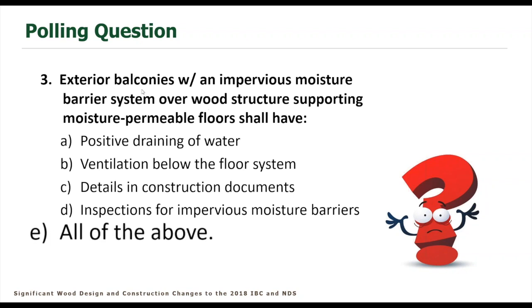So all of the above, exterior balconies, and this is those balconies with impervious moisture barrier systems over wood structures supporting those moisture permeable floors. Positive drainage, yes, we don't want the water to run back into the building, and we don't want it ponding up on that balcony. Ventilation below the floor system, very important, so that if moisture does penetrate, we want to be able to air that out. And details in construction documents, yes. And that was in chapter 1, as well as inspection of that impervious moisture barriers.